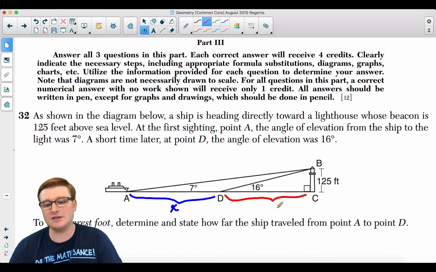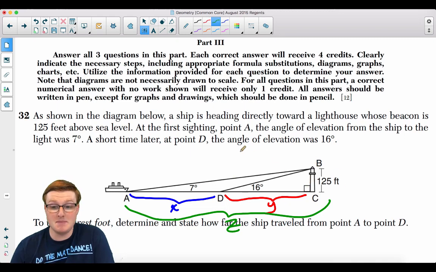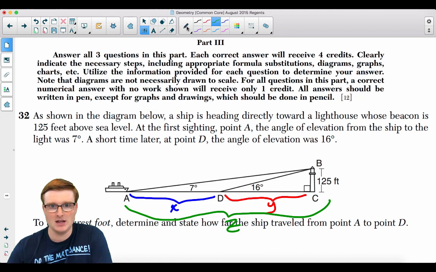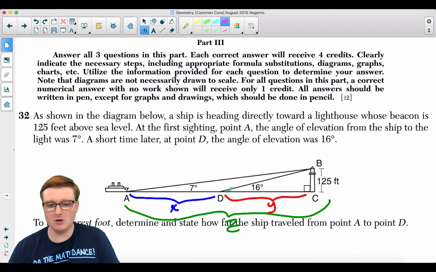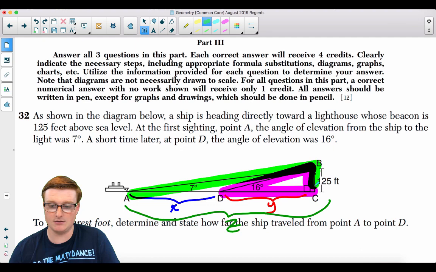We could calculate the distance from D to C. I'm going to call that Y. And we could calculate the distance from A to C. I'm going to call that Z. And the reason why is that this big triangle is a right triangle, and this little triangle over here is also a right triangle. So I am going to calculate the distance of DC, but keep in mind that that's a right triangle. And I also know that this over here is a right triangle.